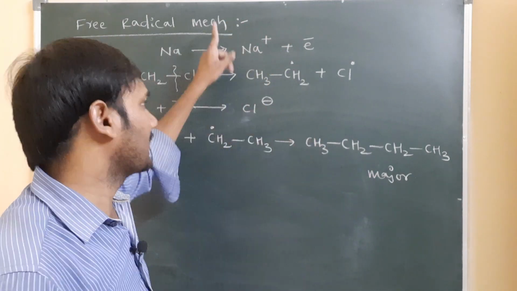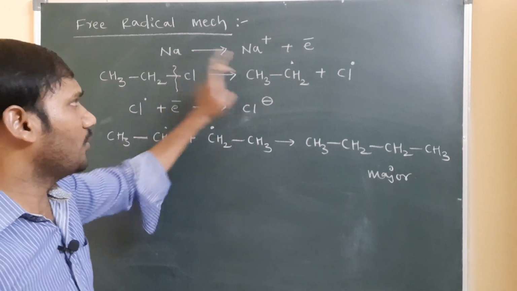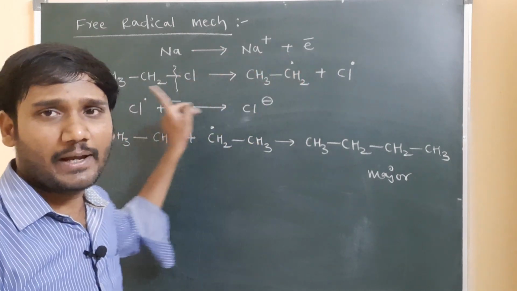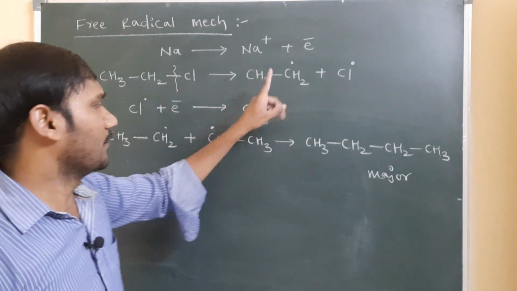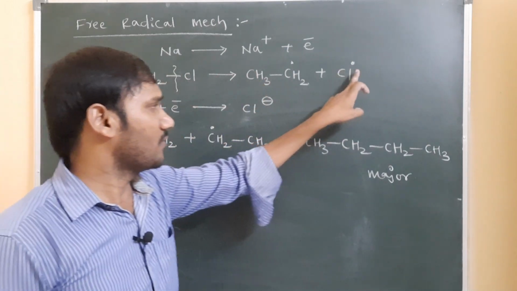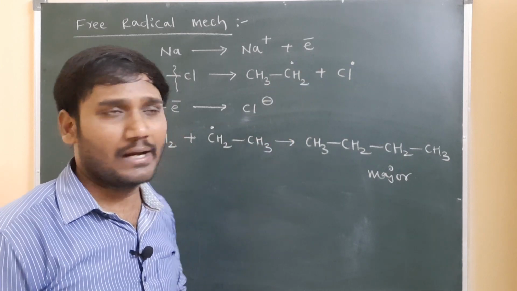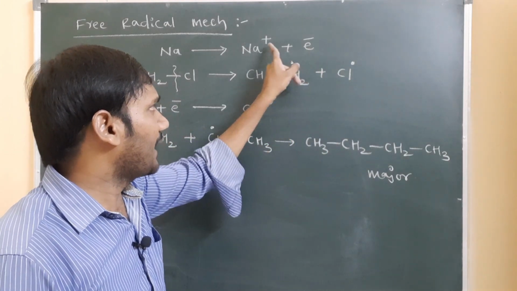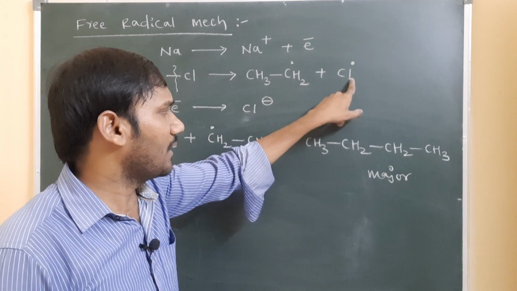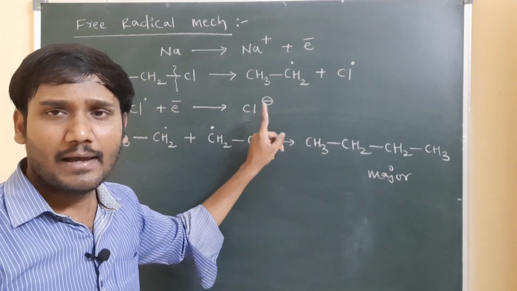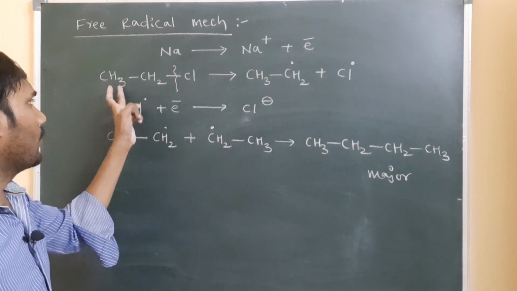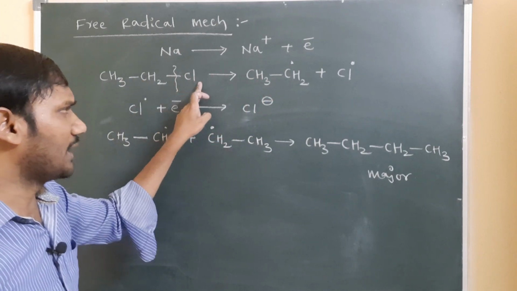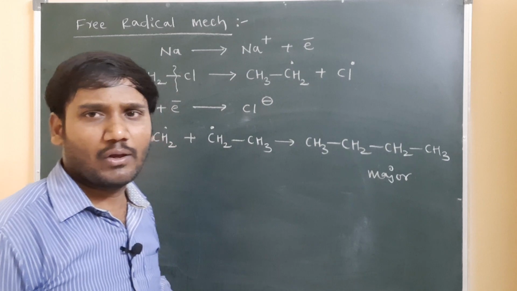So once again, in the free radical mechanism, sodium loses 1 electron. At the same time the alkyl chloride participates in the free radical mechanism and the bond breaks equally, giving a chlorine free radical and an alkyl free radical. The electron lost by sodium is taken by the chlorine free radical, converting it to Cl minus. Now when I take 1 mole of ethyl chloride, we get 1 ethyl free radical.